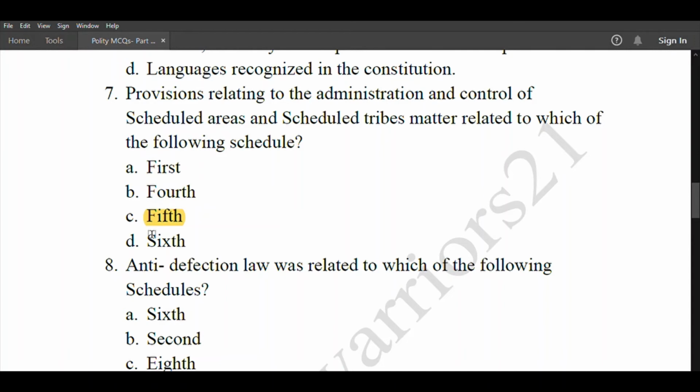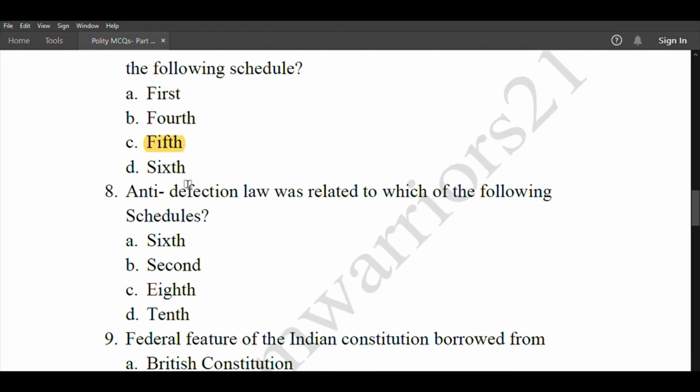And the last option, that is sixth schedule, has provisions relating to the administration of tribal areas in the states of Assam, Meghalaya, Tripura and Mizoram. Here comes the next question: anti-defection law was related to which of the following schedules? A, 6th schedule; B, 2nd schedule; C, 8th schedule; D, 10th schedule. You already know that 6th schedule is related to the administration of tribal areas in Assam, Meghalaya, Tripura and Mizoram. So 6th schedule is not the answer.